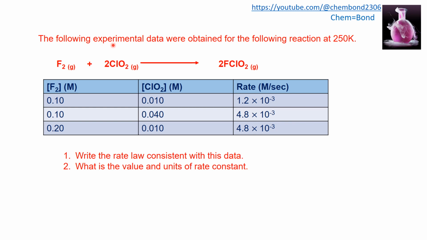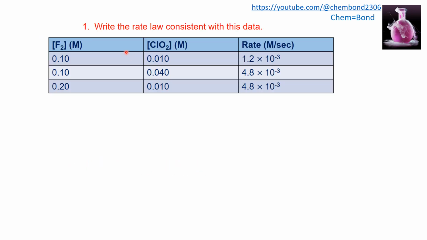The following experimental data were obtained for the following reaction at 250 Kelvin, and the experimental data is given in this table. Find the rate law that is consistent with this data, and the second part of the question is: what is the value and unit of the rate constant? So we will solve. Write the rate law that is consistent with this data.